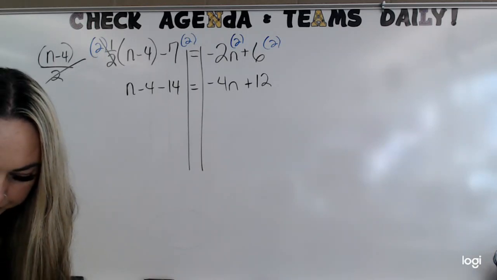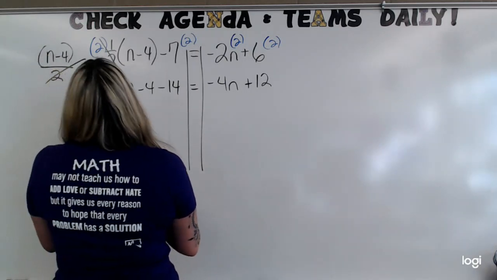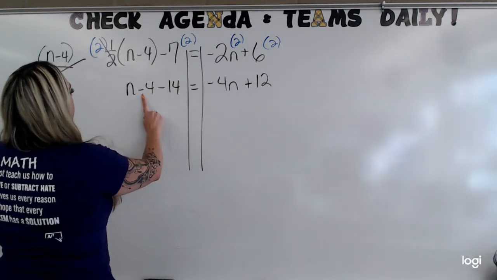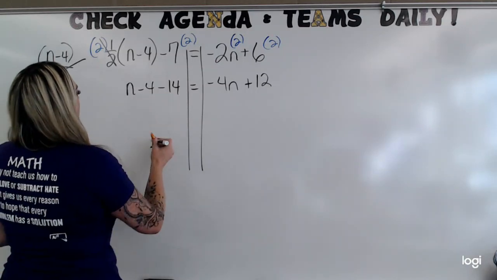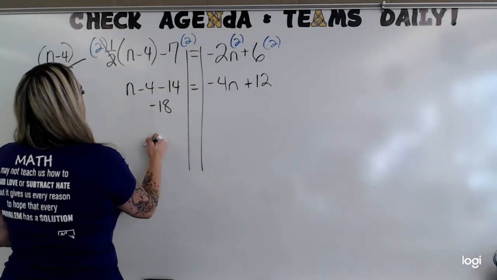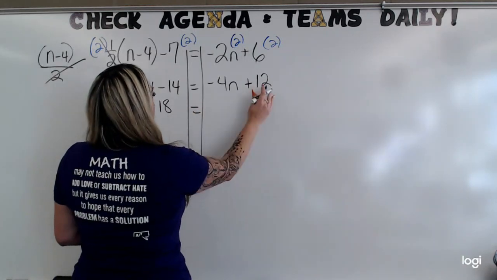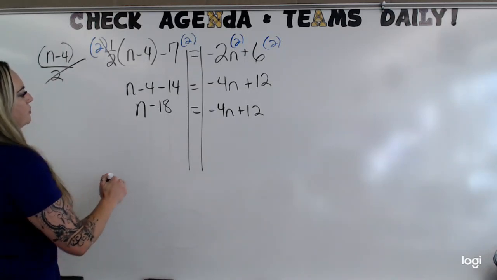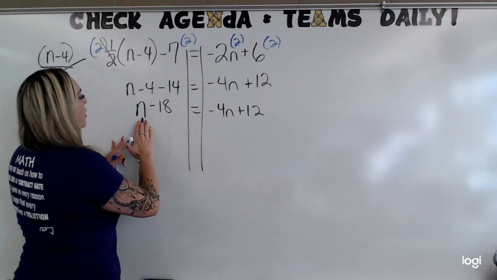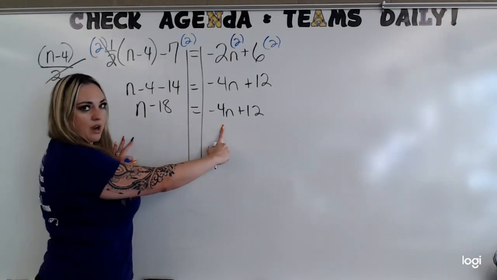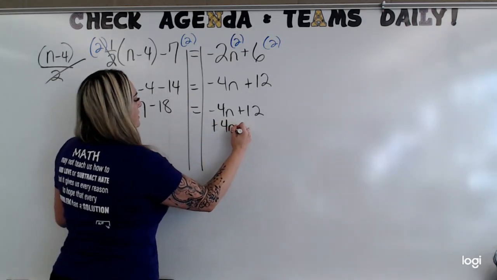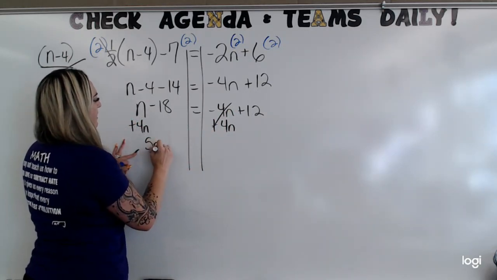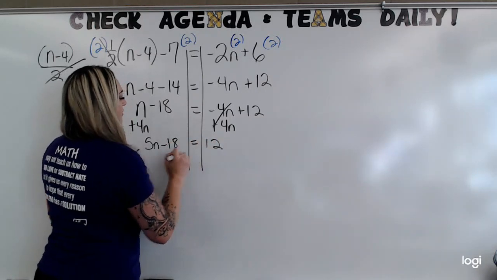Now, we're going to look at like terms. So we've got negative 4 minus 14, that's negative 18. Over here, we're as simplified as we can be. Next, we're going to combine our terms. Well, 1n is greater than negative 4n. So I'm going to add 4n to both sides. That undoes the negative. Now we have 5n minus 18 equals 12.